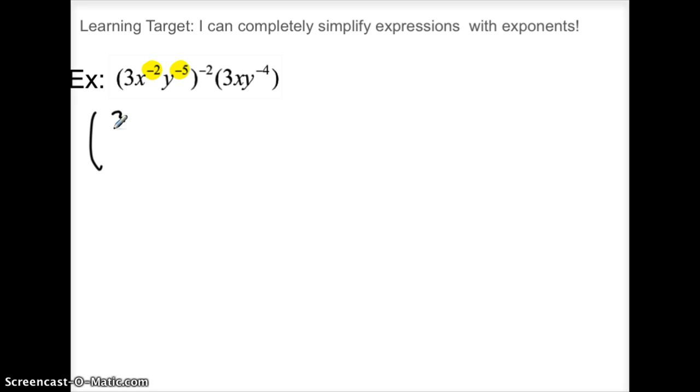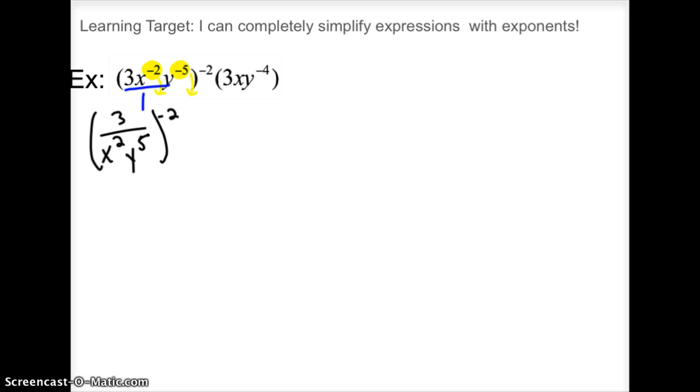So 3 would stay on top. However, x is going to have to go to the bottom and y is going to go at the bottom. And remember, yes, there's not a fraction there, but you can always make it a fraction. So that's why those guys are going to the bottom. So we'd have x squared, y to the 5th, those powers turn positive. However, this guy on the outside, he still stays negative. Okay?